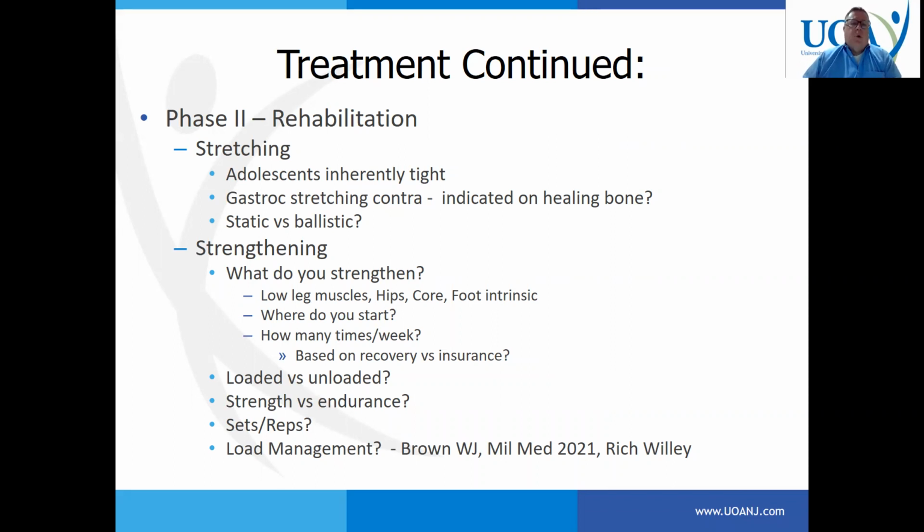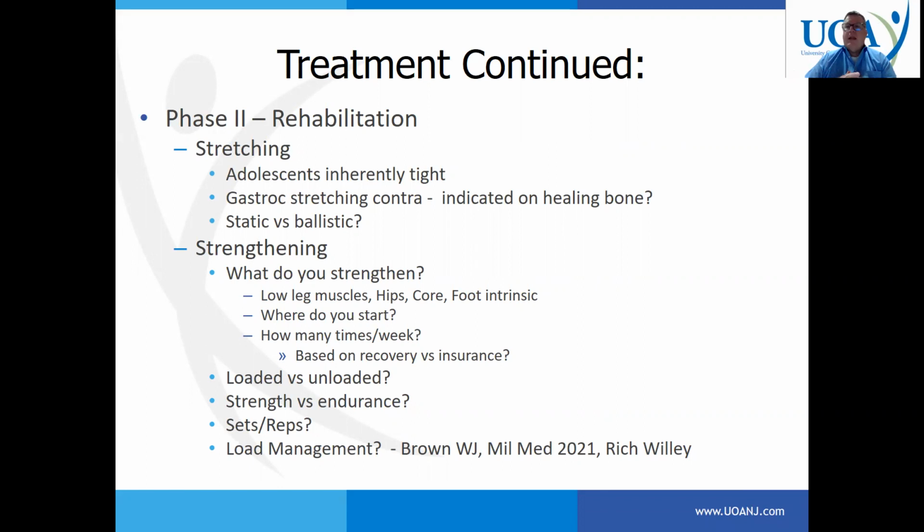Strengthening, the questions are, what do you strengthen? You know, what are you looking to strengthen? Your lower leg muscles, the hips, the core, the foot intrinsics. Where do you start? How many times a week do you do it? Do you do it based on recovery, or do you do it based off of how good their insurance is and how many times they can come in for therapy? Do you do it loaded or unloaded? Do we do more strength work or more endurance work? What's the optimal sets and reps?